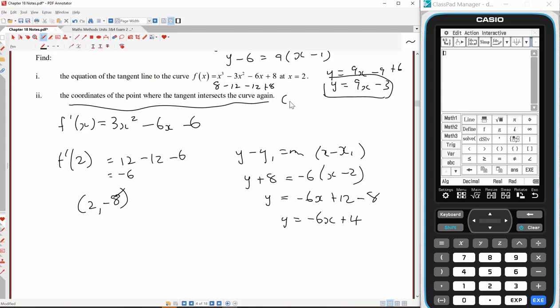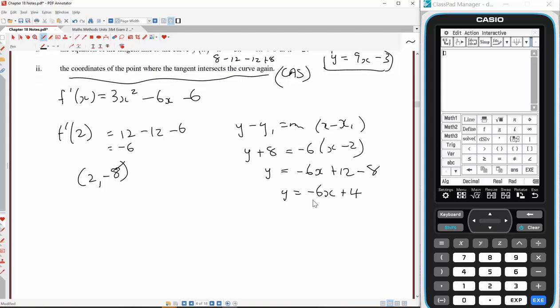All right, the coordinates are the point where the tangent intersects the curve again. Now what we'll do is we'll do this via CAS. So we'll let the equation of the tangent equal the function. So we're going to say, when are you the same? Now one of the answers is going to be at x is equal to 2, because that's when the tangent occurs. And we're going to get another intersection somewhere else. Okay, so this one here is asking for the coordinates of the point where the tangent intersects the curve again.